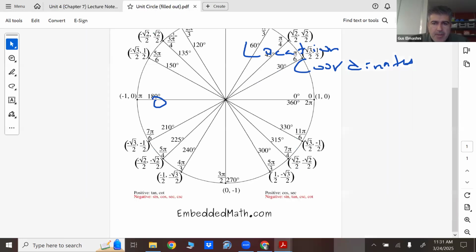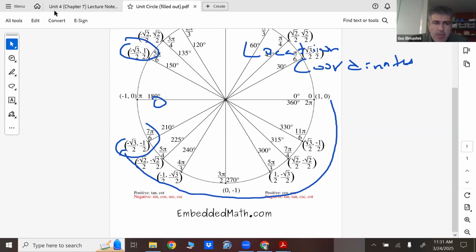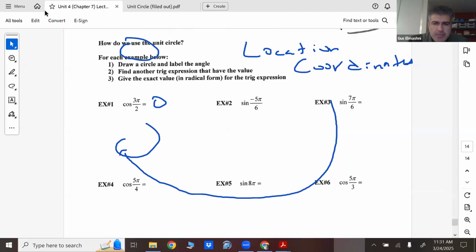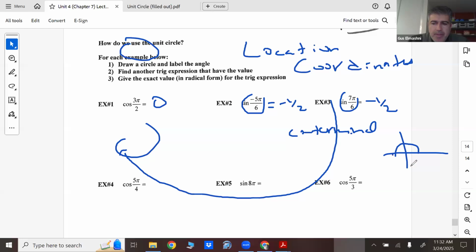Negative 5 pi over 6. Now, if I go backwards, because it's negative, so I travel 5 pi over 6 in this direction. So 5 pi over 6 in the positive direction is over here, so naturally it'd be over here. And because it's sine, I want the y coordinate. That's going to be negative 1/2. Seven pi over 6 actually is going to end in the same place as negative 5 pi over 6. We actually call these coterminal. And we draw them either like this or like this. And we draw a terminal side that looks like that.